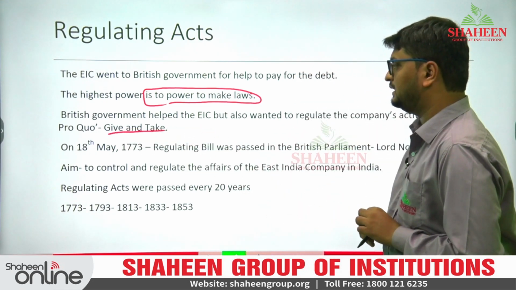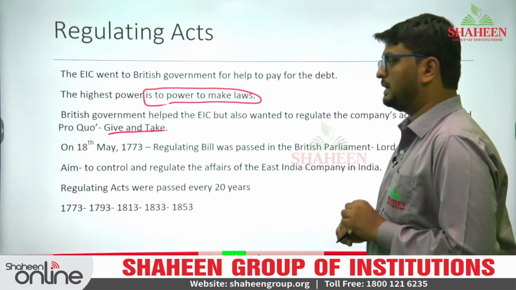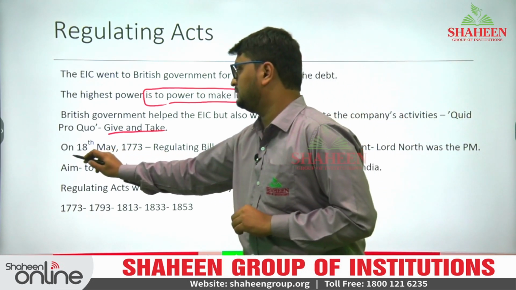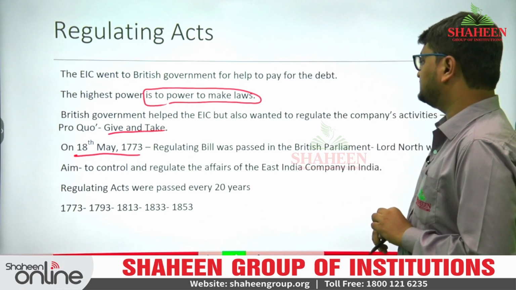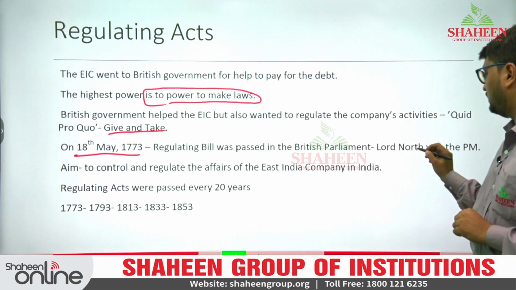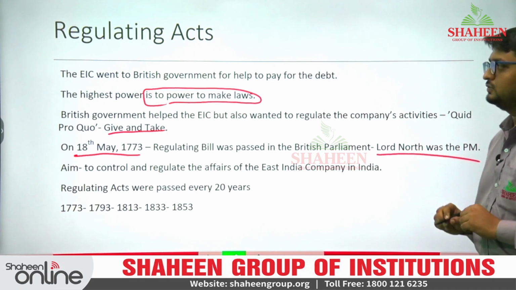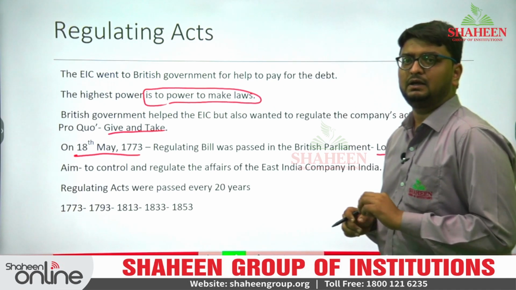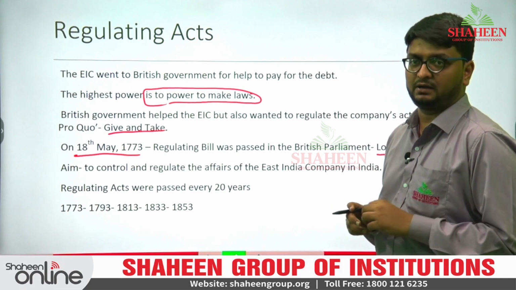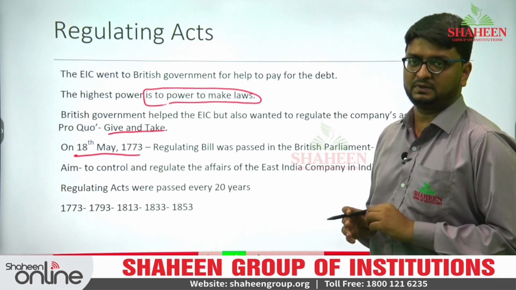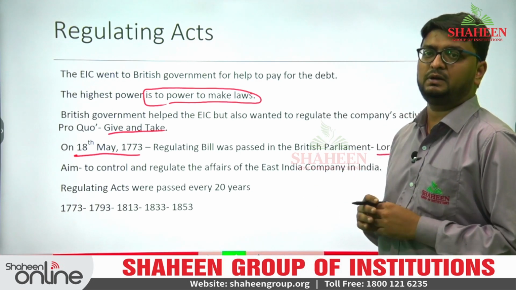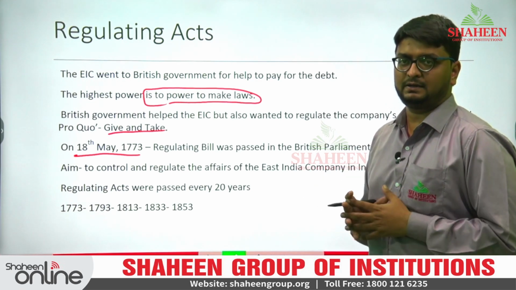Hence the Regulating Act was passed on 18th May 1773. The first regulating bill was passed in the British Parliament. Lord North was the Prime Minister at that time. So the Regulating Act was basically to regulate the East India Company. The affairs of the East India Company are no more autonomous; now the British government is going to regulate their internal affairs.